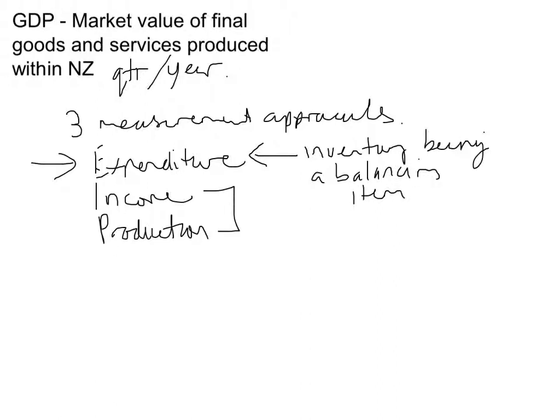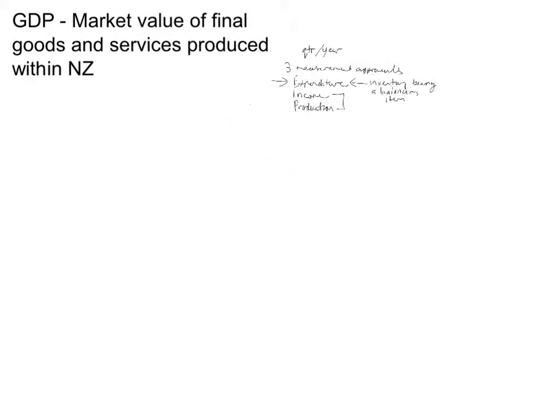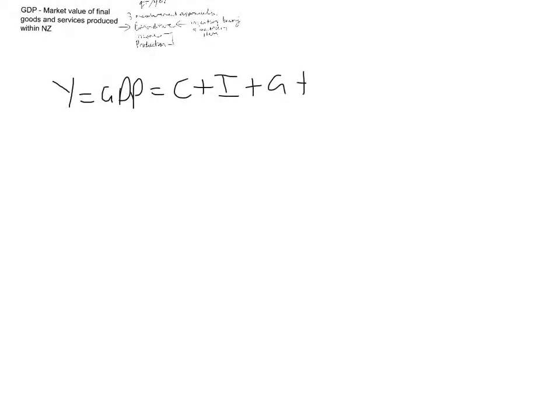Alright, well look, let's get into the detail of the one that we're going to be working with the most, which is calculating GDP using the expenditure approach. So what we can do is say Y equals GDP equals C plus I plus G plus X minus M.